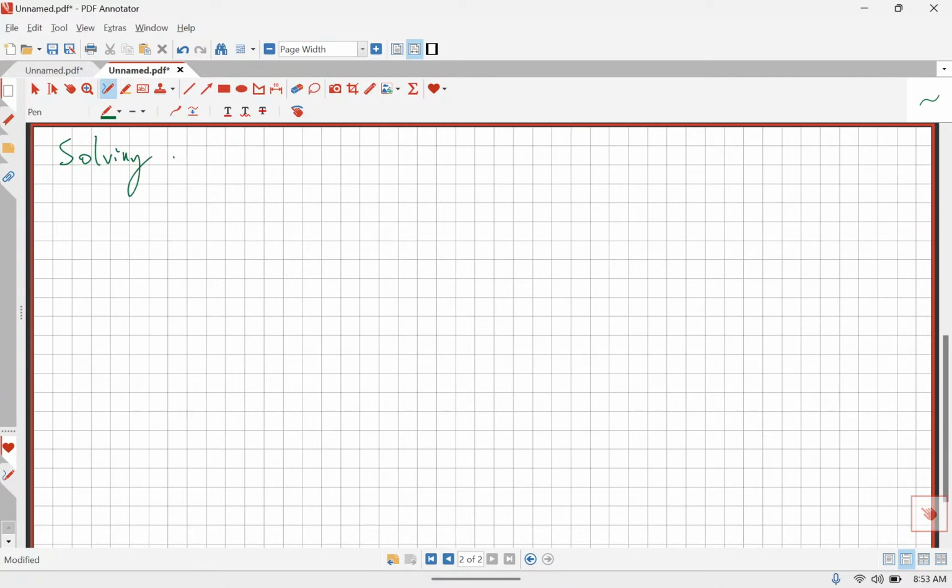Solving one-step equations. Again, this might be a bit of a review, but we shall see. Okay, let's start simple.